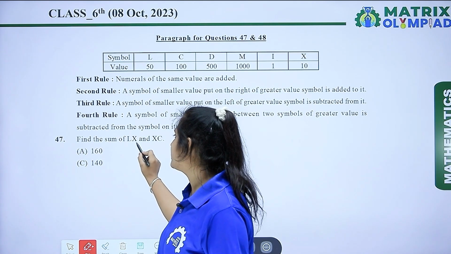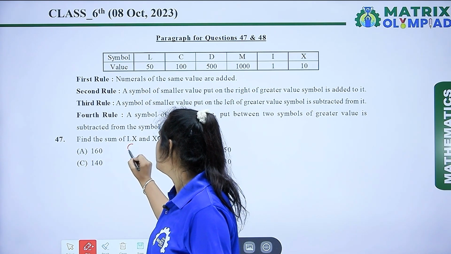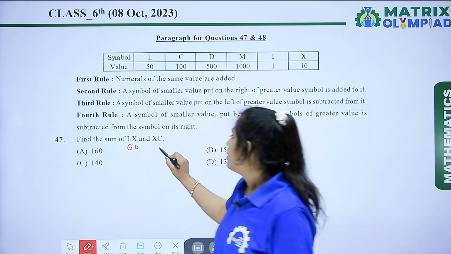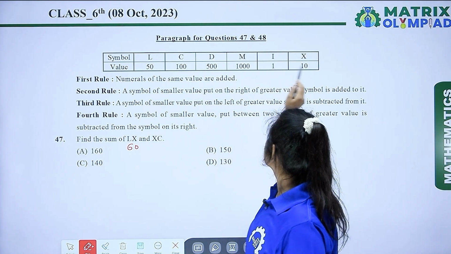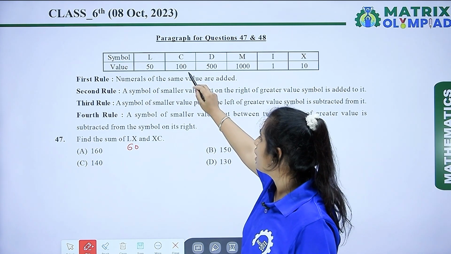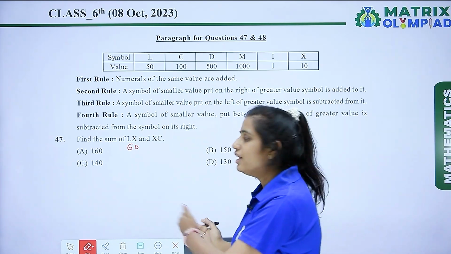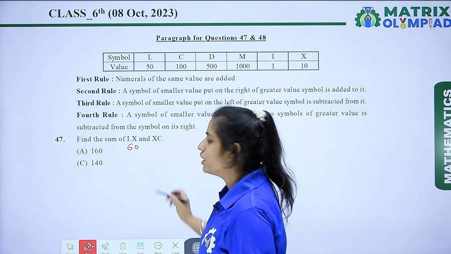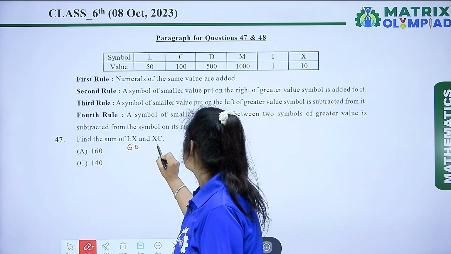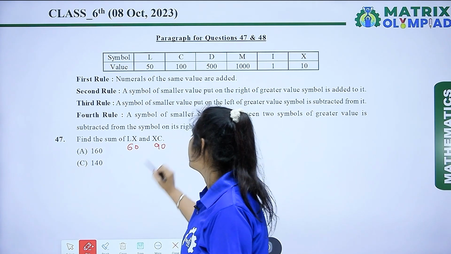तो यहाँ पर L प्लस X हो जाएगा और ये हो गया आपका 60. Now XC, X is your 10, C is 100. यहाँ पर जो X है वो कहाँ पर है, कौन सी साइड है, लेफ्ट साइड में. जब भी छोटा नंबर लेफ्ट साइड में होता है तो हम क्या करते हैं, सब्ट्रैक्ट. So here 100 minus X is your 90.